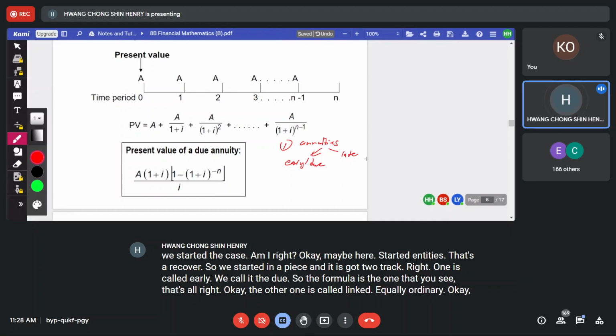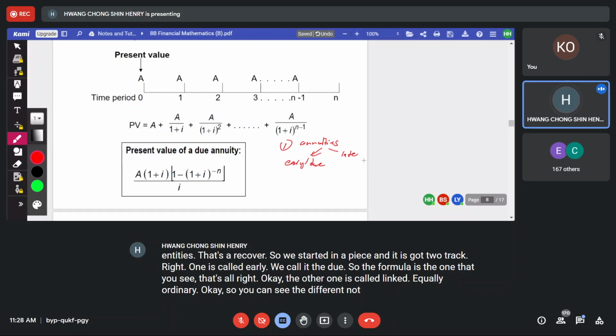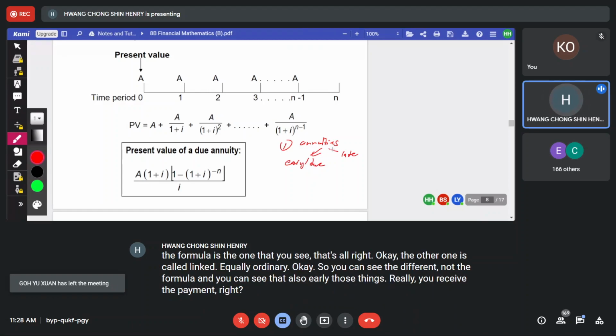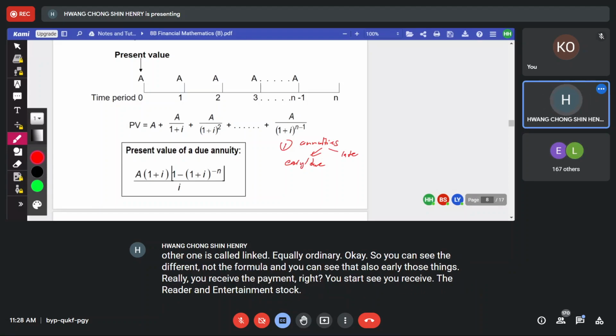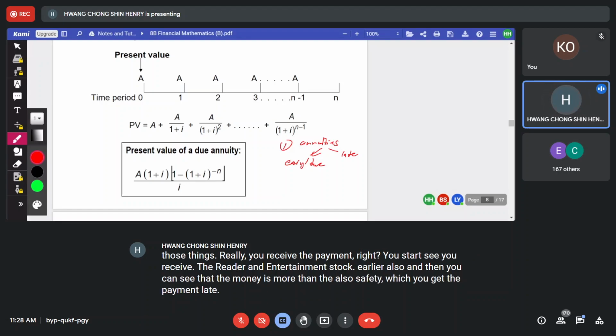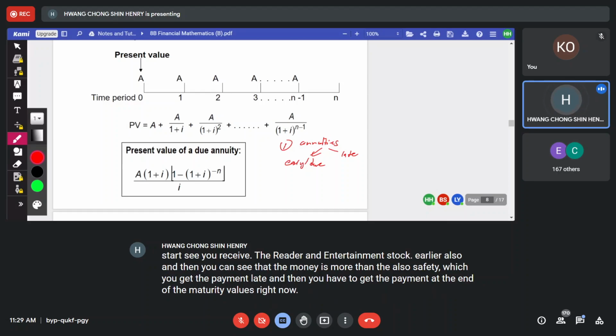So you can see the difference of the formula, and you can see that also, those who save early receive the payment early. As I said, you start saving, you receive earlier, and then the payment stops early also. And then you can see that the money is more than those who save late, who get the payment late, at the end of the maturity value. Correct enough? That's for annuities.